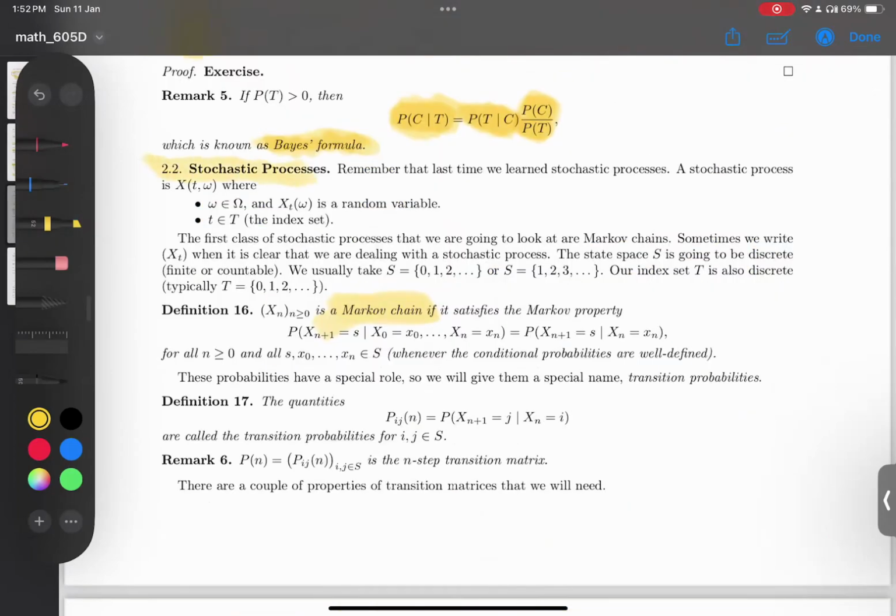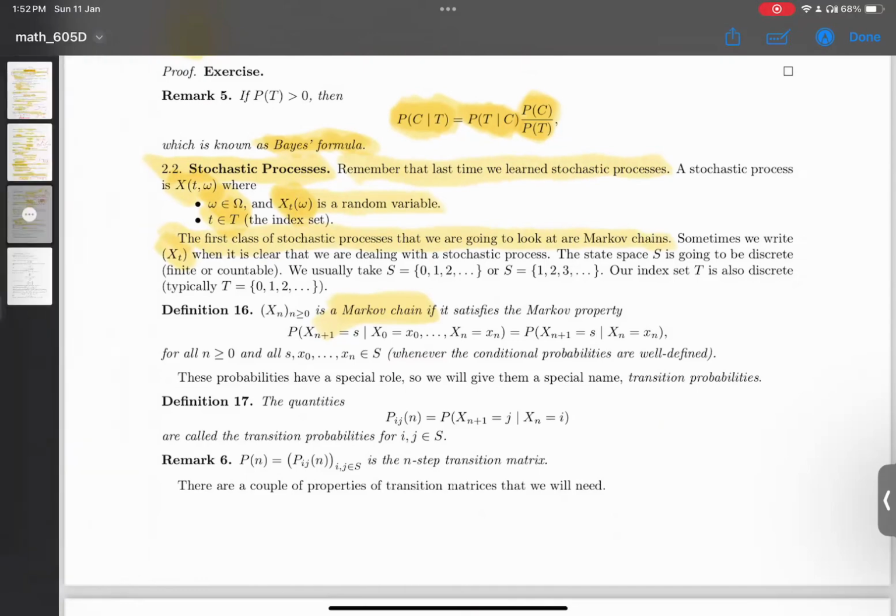The next part of the lecture is actually to talk about stochastic processes. First, remember that last time we learned stochastic processes, and we defined it as a random variable which depends on two variables, t and omega. If we fix omega in our sample space, then this is just a random variable, and we require that for each t, this is going to be a random variable over our probability space. And the first stochastic processes that we're going to look at are going to be our Markov chains. Sometimes we're going to write X of t when it's clear that it's a Markov chain.